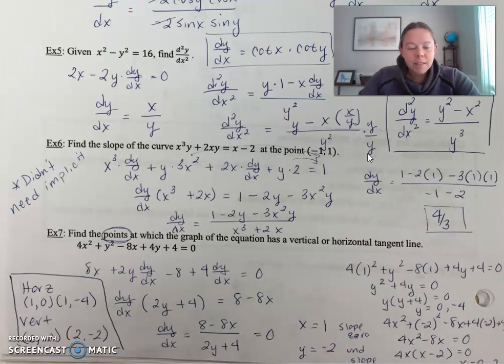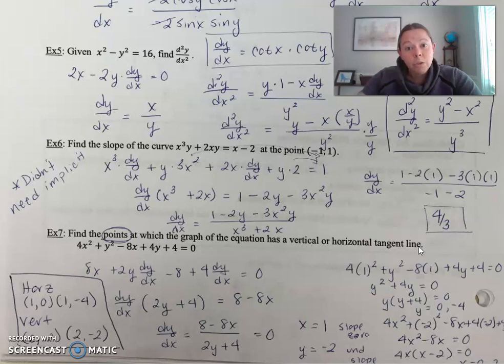Okay, and then this last example: find the points at which the graph of the equation has a vertical or horizontal tangent line. So guys, for a horizontal tangent line, that's when the slope of the tangent line is 0. Well, we've learned that the slope of the tangent line is the derivative. So if we find the derivative and set it equal to 0, we'll get the horizontal tangent line.